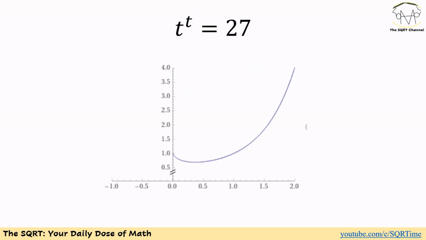Now the question that we need to answer is if we have any value other than 3 to satisfy this equation. To do this, we need to understand a few things here. First of all, note that for t greater than 1, t to the power of t is going to be an always increasing function, and t to the power of t equal to 27 will always have one crossing point. On the other hand, if t is less than 1, then t to the power of t is going to be less than 1, and this means t to the power of t cannot be equal to 27. This concludes that we only have one solution for t, which is 3.